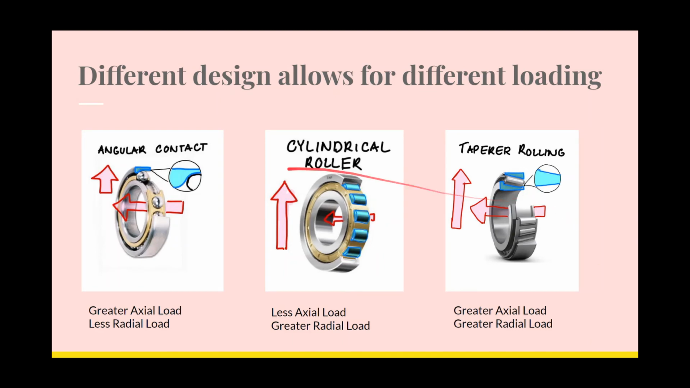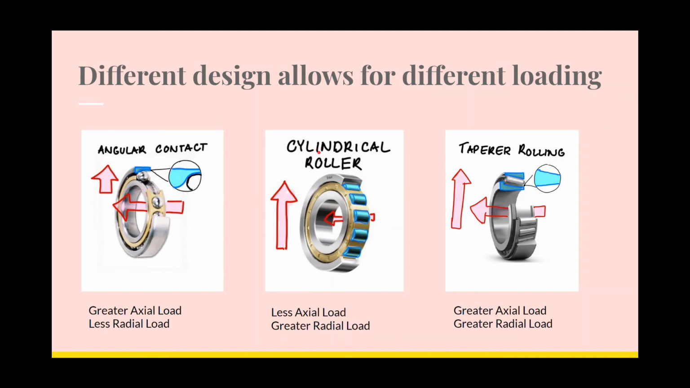Here are 3 examples. The first one is angular contact. As you can see in the outer shell, the left side is thicker than the right side, and the same is true for the inner shell. This results in a greater axial load in that direction, the thicker direction, but it sacrifices the radial load.